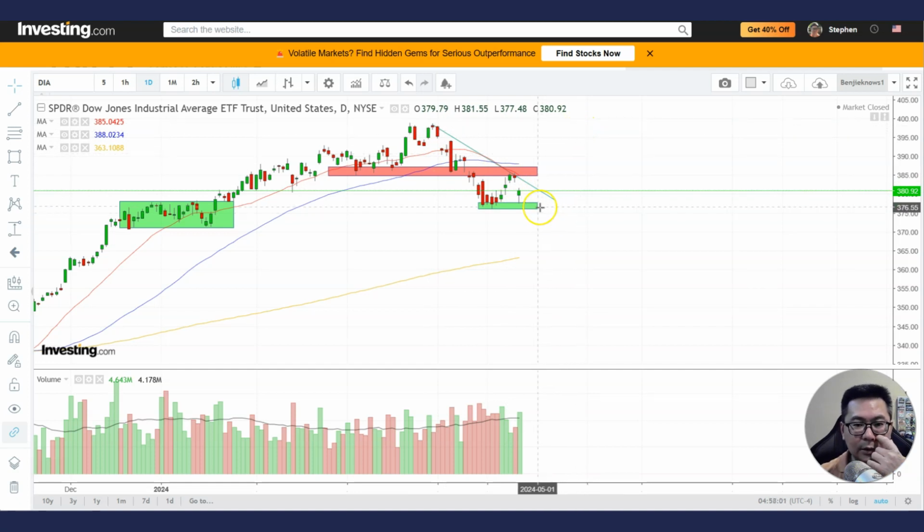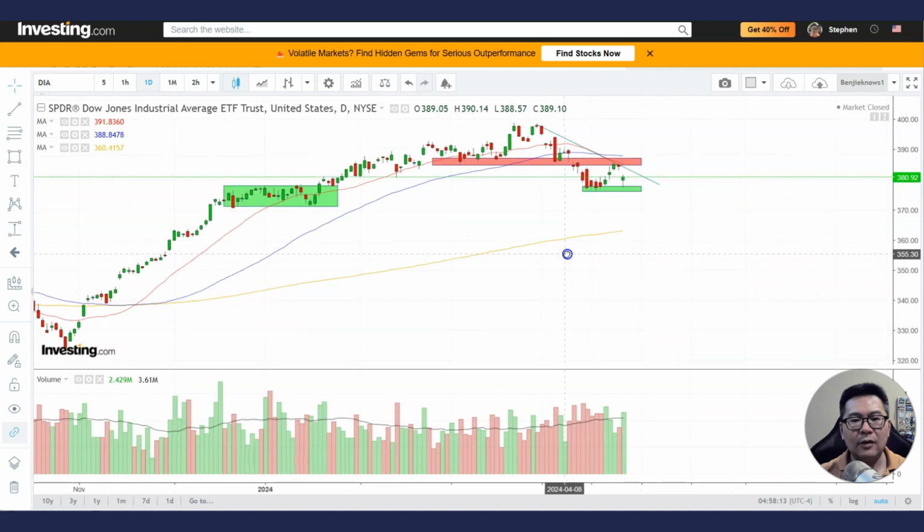Watch this demand area or support area. If this does not hold, we might see it continue to fall down to this level, which is where the 200 MA meets. So we have analyzed the three major indexes.